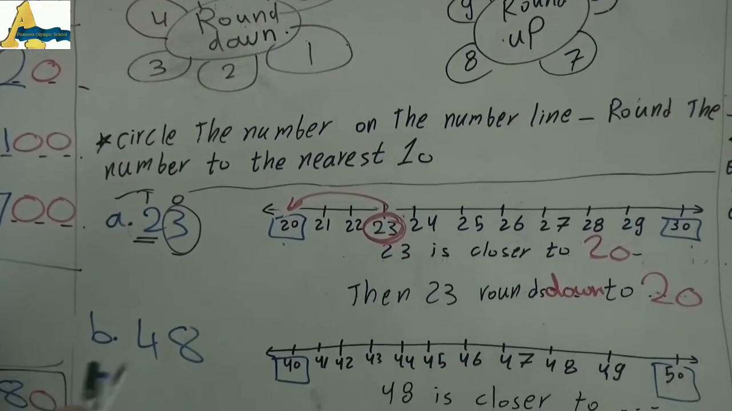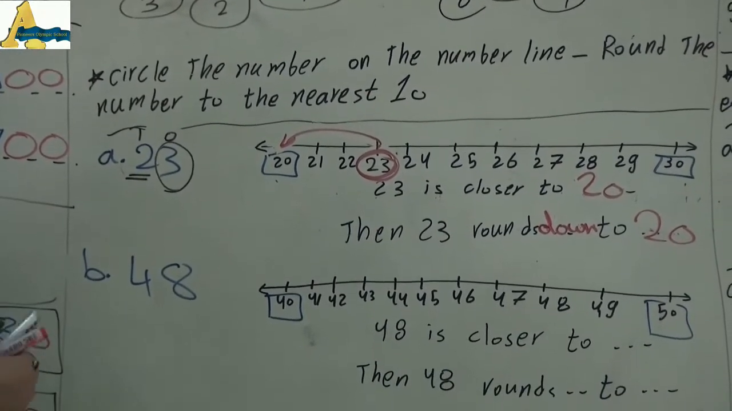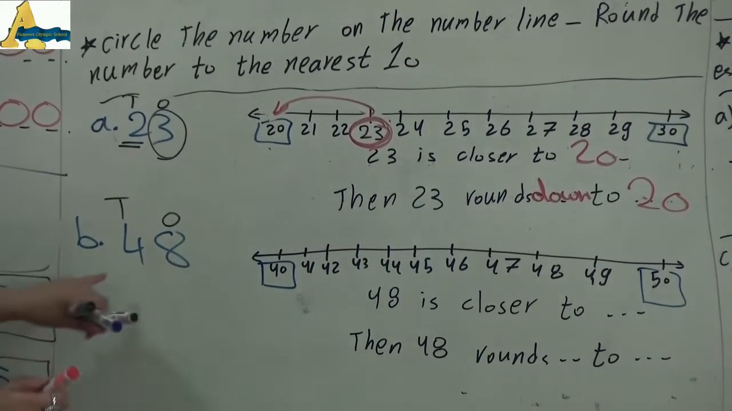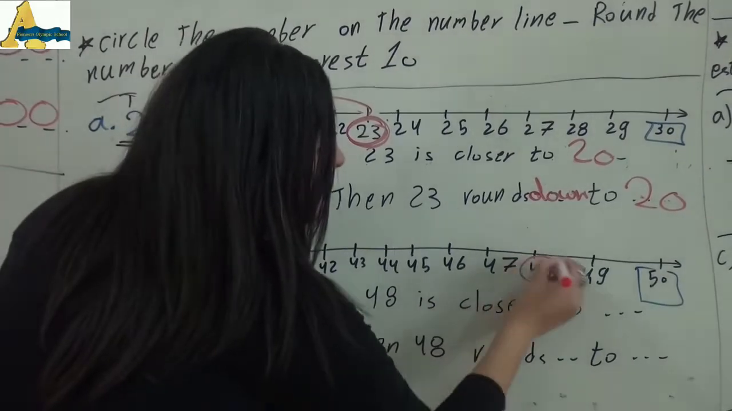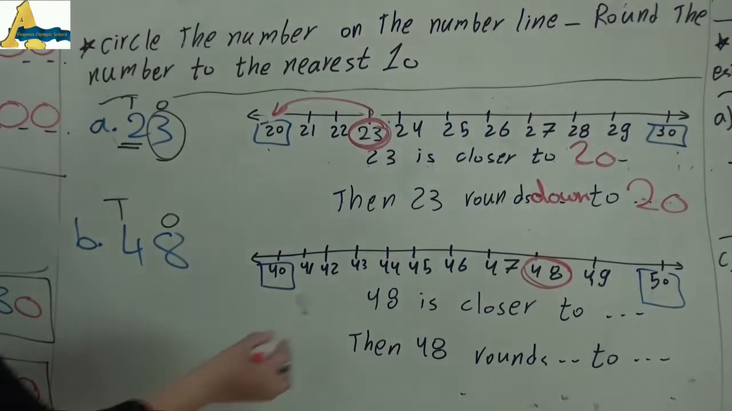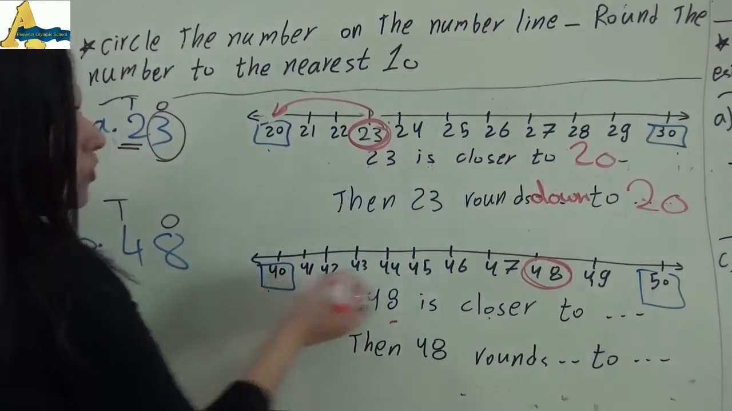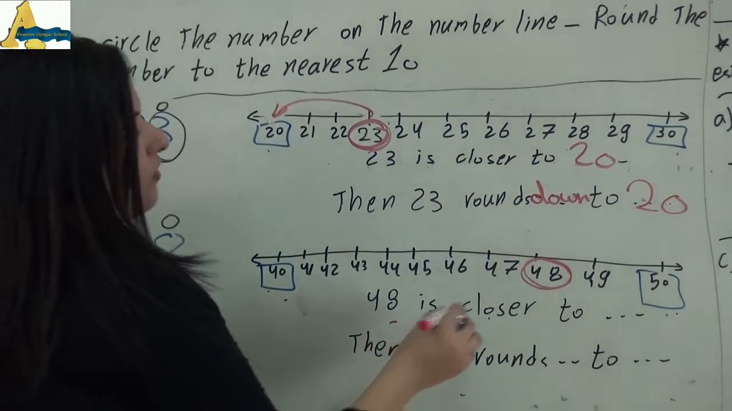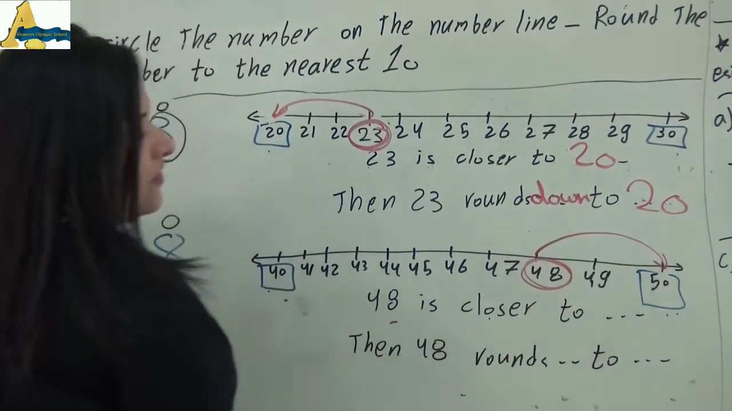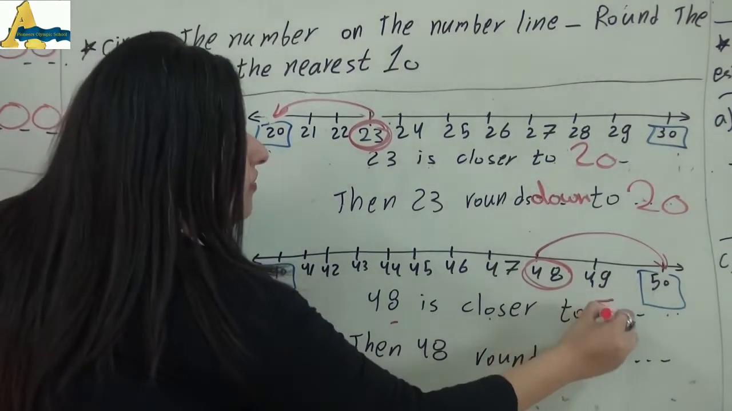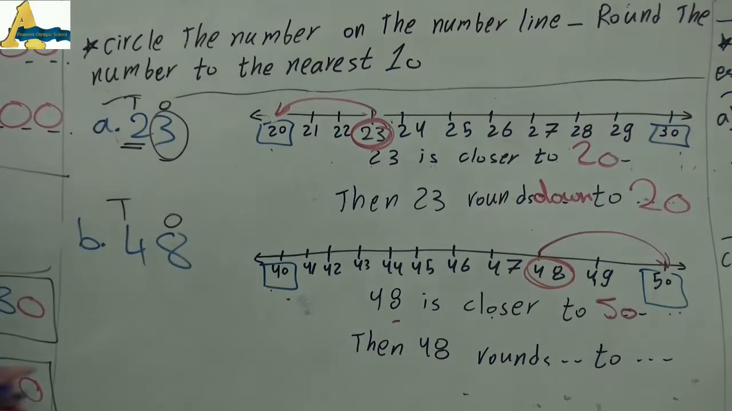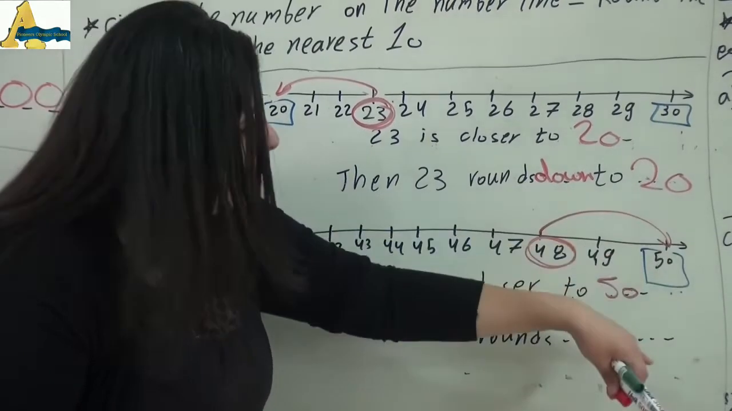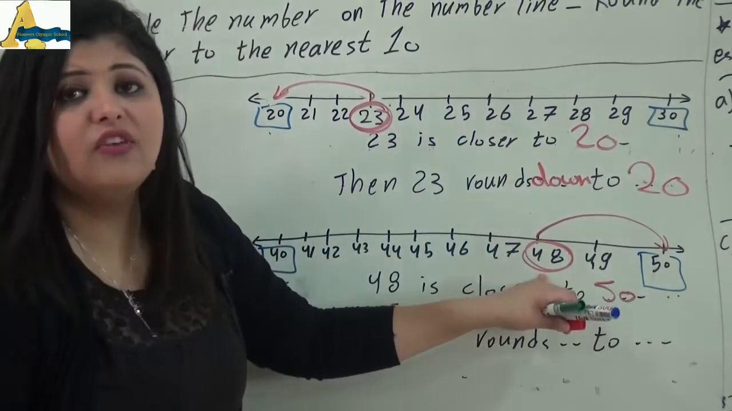Let's see the next example, 48. So 48 here. Let's see the ones and tens. Let's circle the number first. Here is number 48. On the number line, 48 is closer to which number? It's between 40 and 50, right? So 48 is closer to number 50. If it's closer to number 50, this means it will round up, it will be bigger than this. It will be 50 instead of 48.